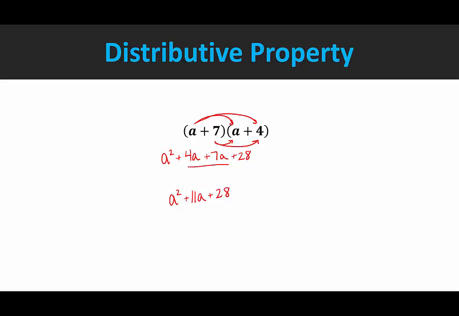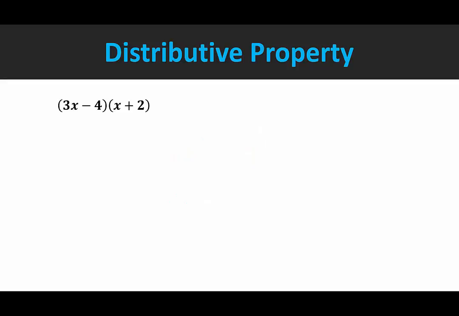Let's do another one. Here's this problem: 3x minus 4 times x plus 2. Draw on your first set of arrows, the 3x to each term in the second polynomial. 3x times x is 3x squared. 3x times 2 is plus 6x.